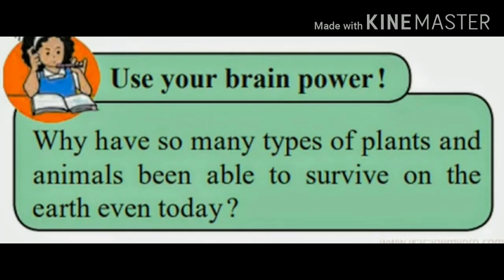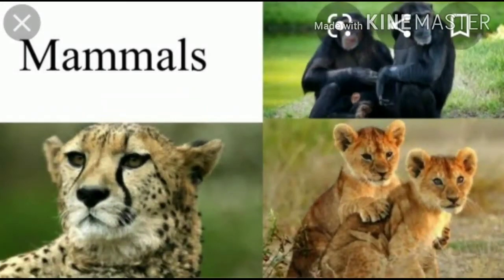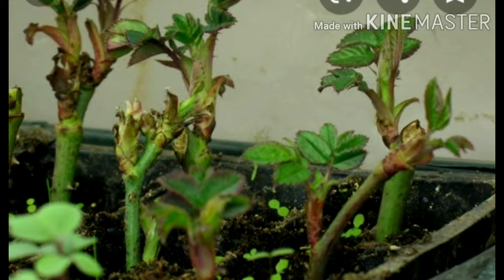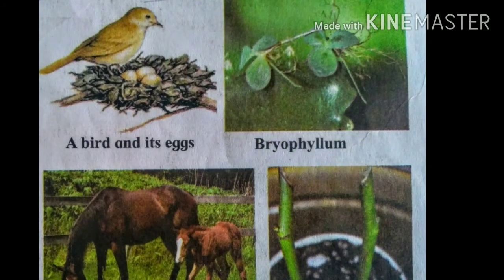Now students, think about this. Why have so many types of plants and animals been able to survive on the earth even today? Let's see. Students, all the types of plants and animals perform the process of reproduction continuously. Due to this, newer and newer individuals of their species are added on the earth. That is why so many types of plants and animals have been able to survive on the earth even today. Okay students, hope now you are clear with this, right?